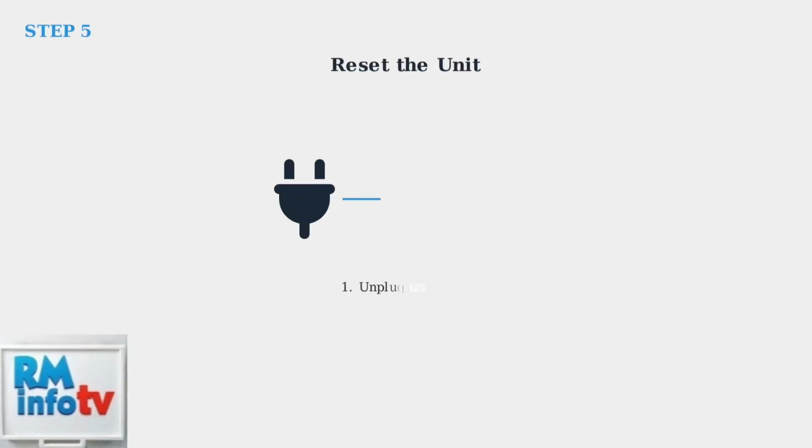If the previous steps don't resolve the issue, try resetting your air conditioner. Unplug the unit from power for at least 3 minutes, then plug it back in. This can clear temporary errors and restore normal operation.